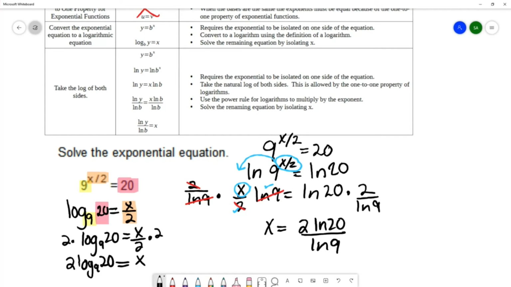Now when you look at these two answers, it doesn't look like they're the same. But if we type both of these into our calculator, you'll see that they come out to be the same decimal. So let's take a moment to type them both into the calculator and confirm that they're actually the same value.